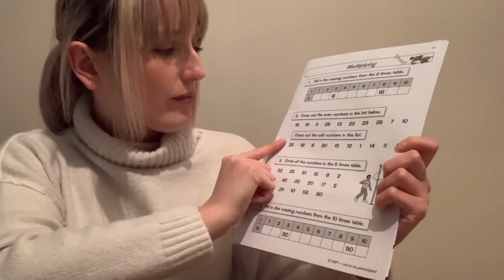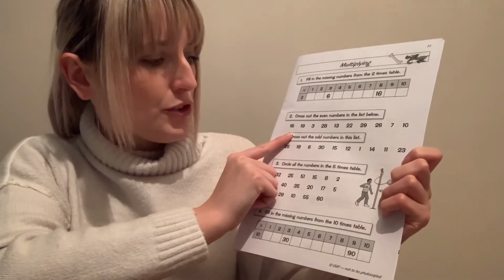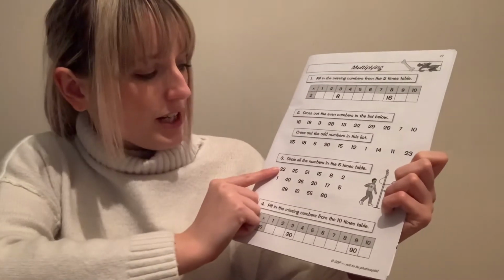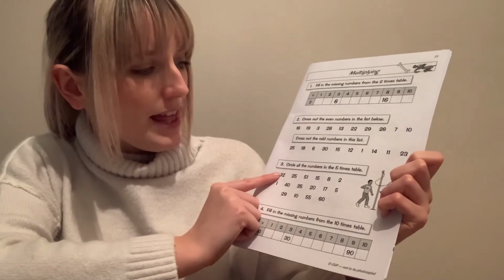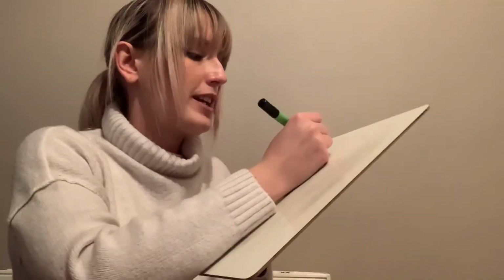Okay, so what you need to do on question 2 is cross out the even numbers and cross out the odd numbers. The next question says circle all the numbers in the 5 times table. Now I'll go through that one really quick. Now I know you all know your 5 times table, and if you forgot it, have a little practice. So look at those YouTube videos or practice with your adult and I'm sure you'll pick it up really quick.